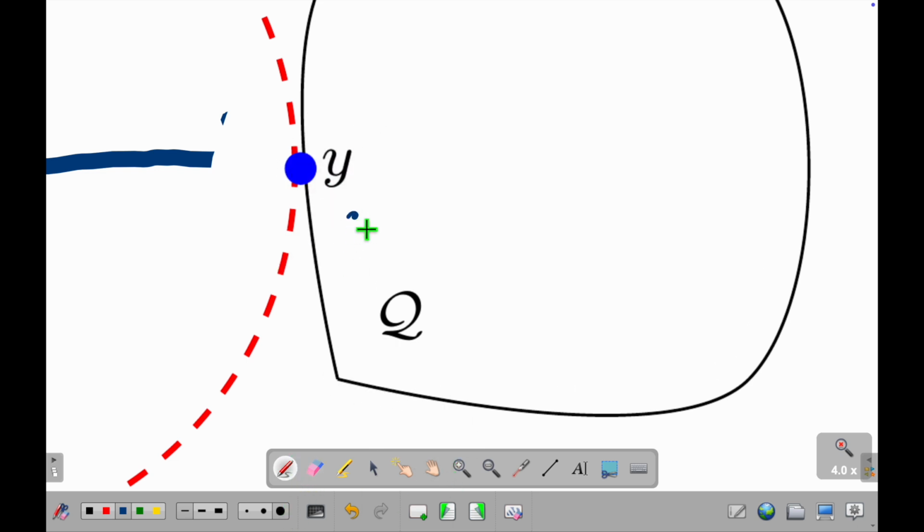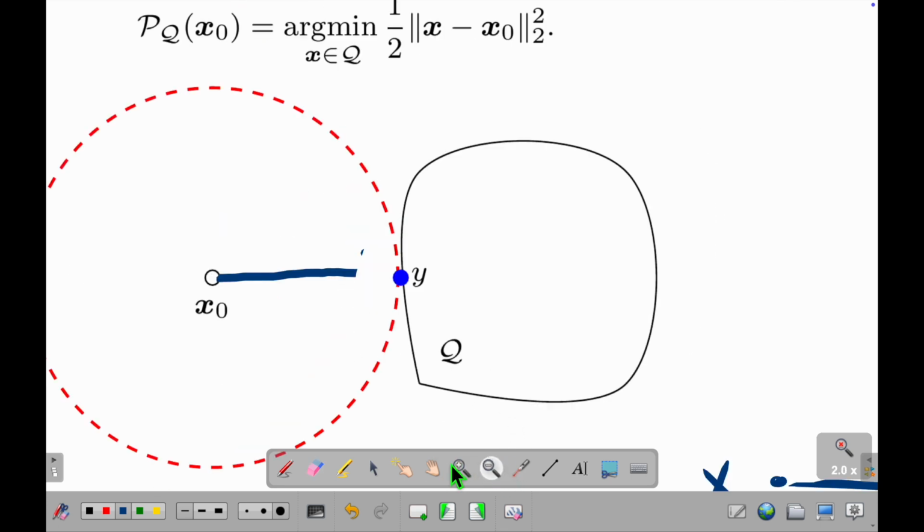It cannot be here. If I'm here, then why not here? If I'm here, then why not here? I can keep going on forever. In the end, I will touch the boundary. So that's why you can never be in the interior. Always on the boundary.